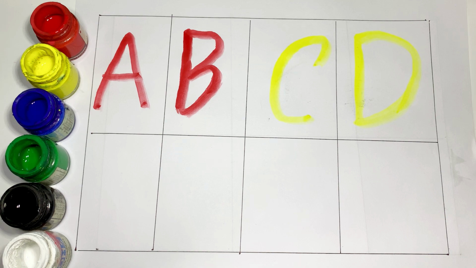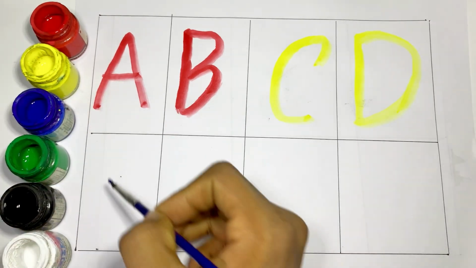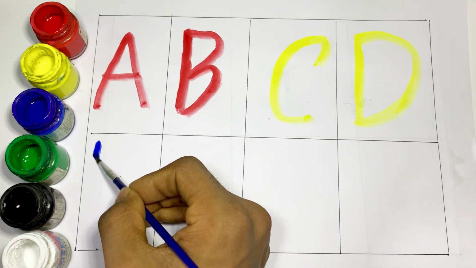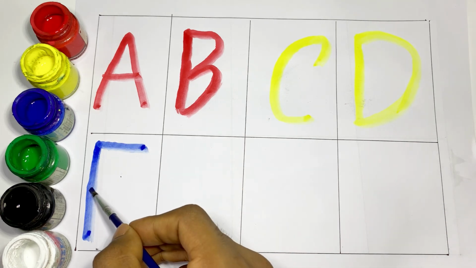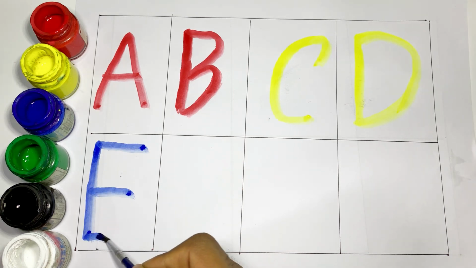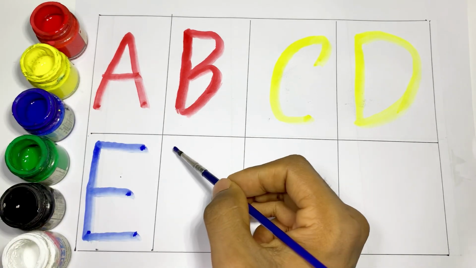E for egg, E for elephant, and here is blue color. The alphabet E. Kids, again use blue color and draw F.